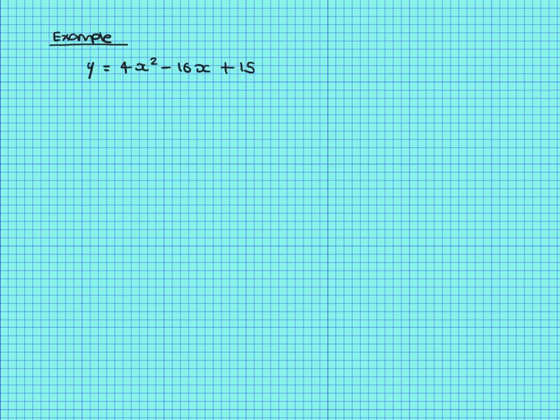Let's try a more complex example with a 4x squared at the start. Now again, because it's a positive x squared term, 4x squared, it will have another minimum value like this. The graph will take this shape here. Now let's complete the square. So we're going to factorise out this 4 from the first two terms. That's 4 bracket x squared minus 4x. And then the 15 is just here at the end. Remember, we haven't started completing the square just yet. All we've done is factorise out that 4. So that's 4 lots of x minus 2 all squared.